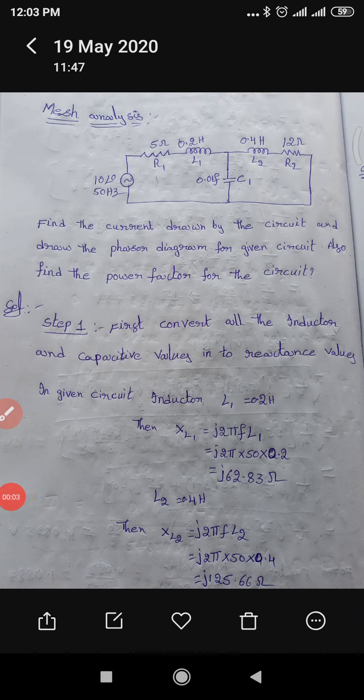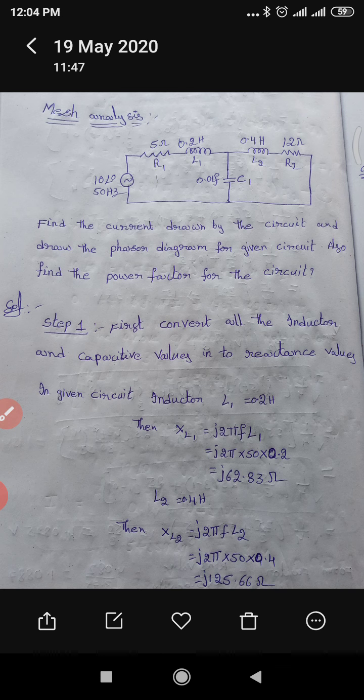Good morning, students. Today we are going to start unit 4. In this unit, we are going to see mesh analysis of AC circuits. Already, we have seen mesh analysis and nodal analysis in DC circuits. Here also, we are going to discuss mesh analysis and nodal analysis.